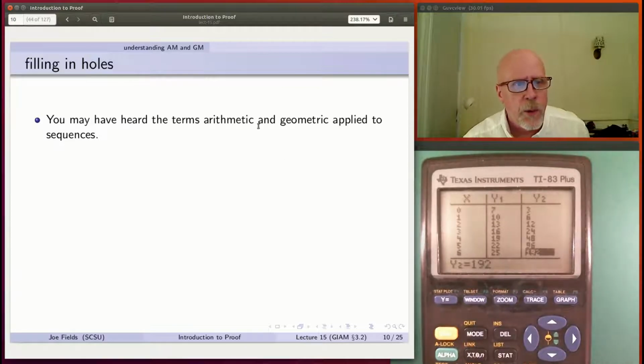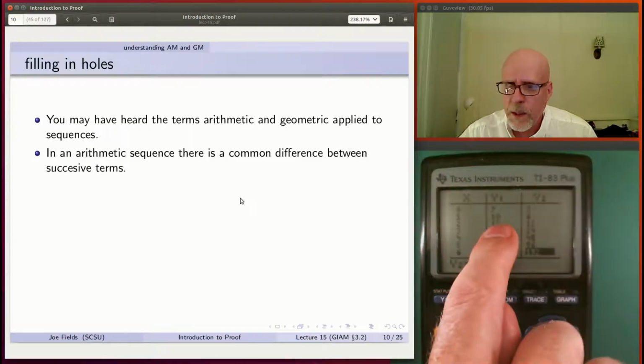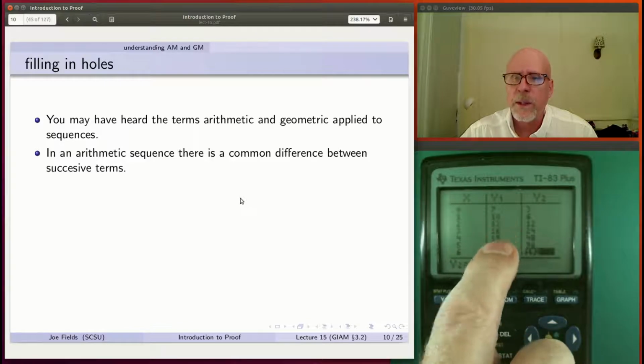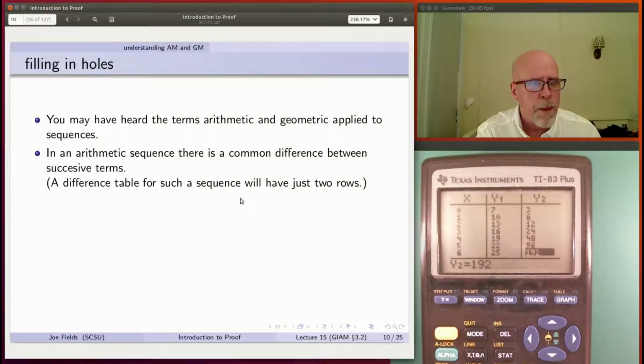Okay, so let's see about this in general. In an arithmetic sequence, there's a common difference between successive terms. If you just look at my terms, 7 to 10, that's a difference of 3, 10 to 13, difference of 3, 13 to 16. They're all differences of 3. If you thought about creating a difference table like we did in the last lecture, it would just have two rows. You'd have the original sequence, and then you'd have a constant row, a row of all the same number, which was this common difference.